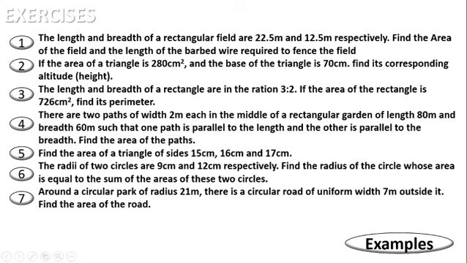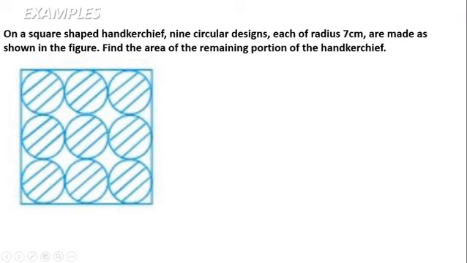All right, so we'll go to examples, and right here I have my first example on the screen. It says, on a square shaped handkerchief, 9 circular designs, each of radius 7 centimeters, are made as shown in the figure. So it says find the area of the remaining portion of the handkerchief.